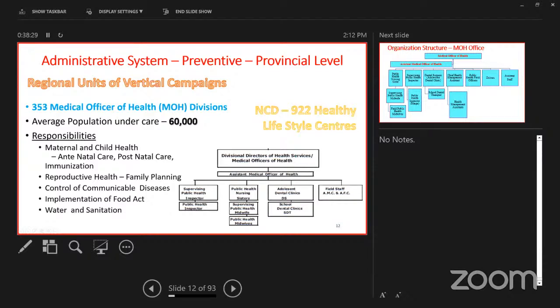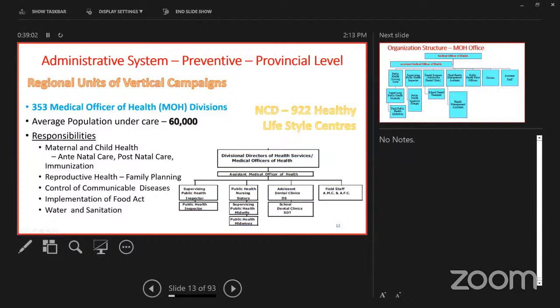Then in addition, there are adolescent dental clinics and school dental clinics. The school dental therapists and dental surgeons handle the oral health activities. And there are field officers for malaria and filaria campaigns, the public health field officers, who deal with the malaria and filaria control programs. So this is how the MOH level system is organized.